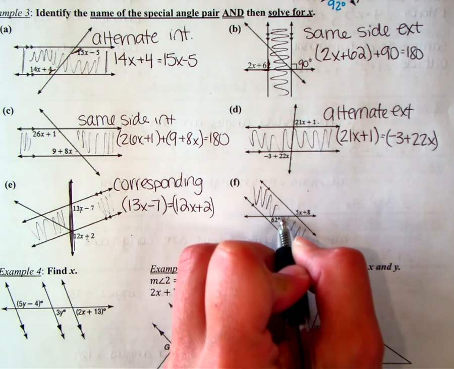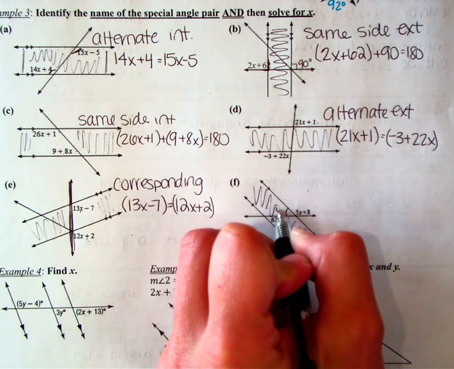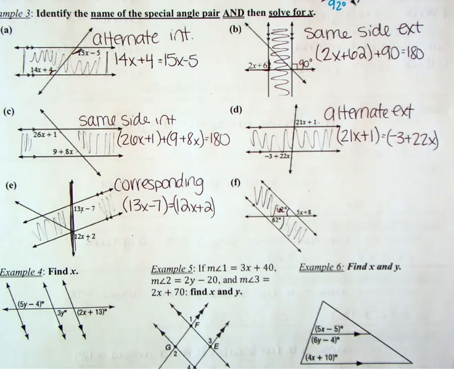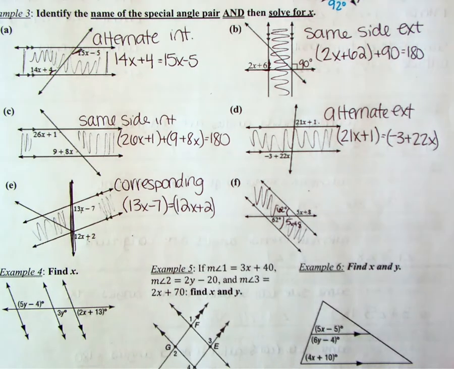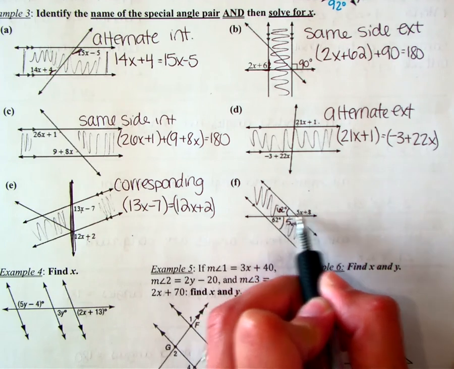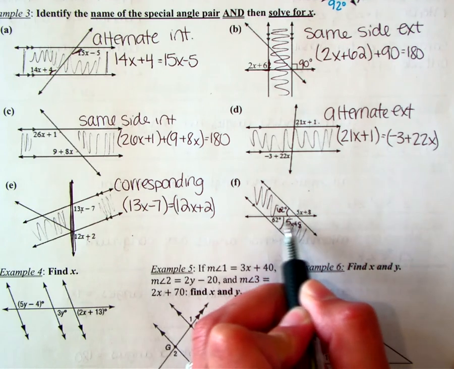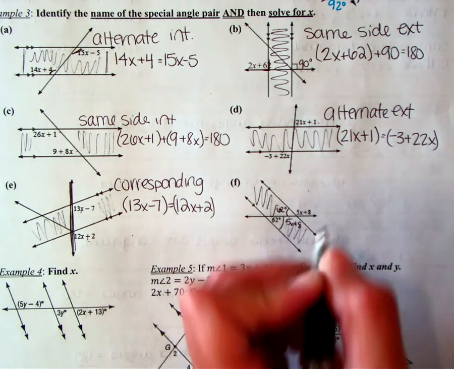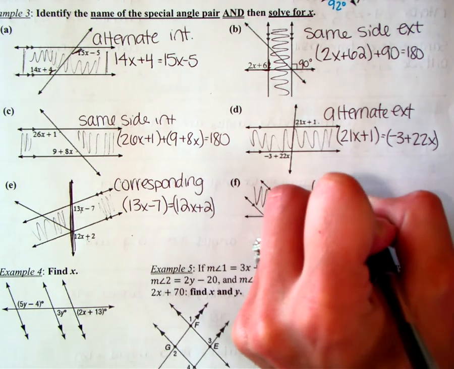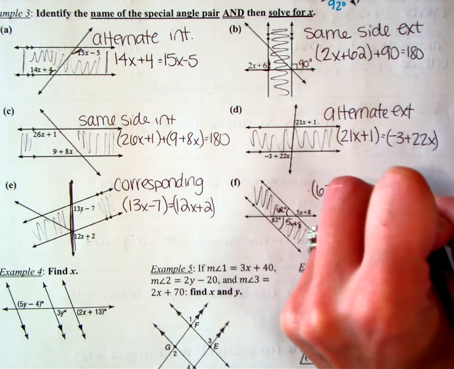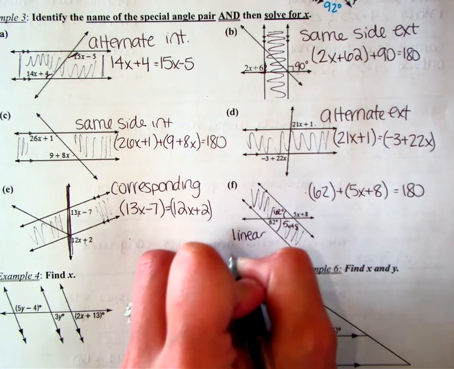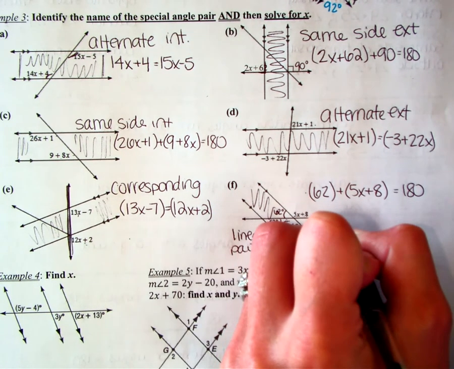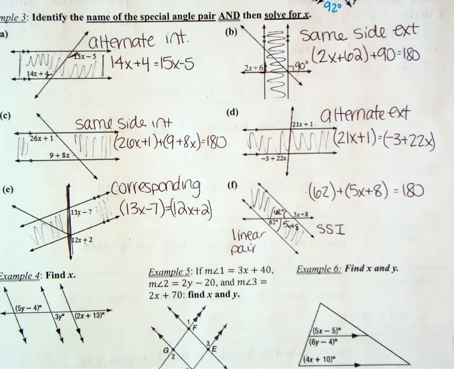So if this angle is 62, I like to use my interior angle. So this angle here would be 62 degrees. I've also got some vertical angles. Either way, here I create a linear pair, which is 180. Here I create same side interior, which is 180. So either way, I'm going to add them together and set them equal to 180. So this one actually has multiple answers. We could say linear pair. We could say same side interior. But we used a lot of relationships to solve for that one.